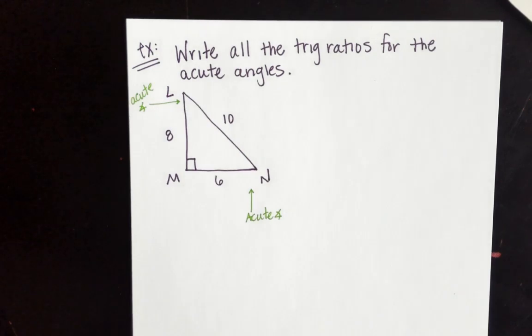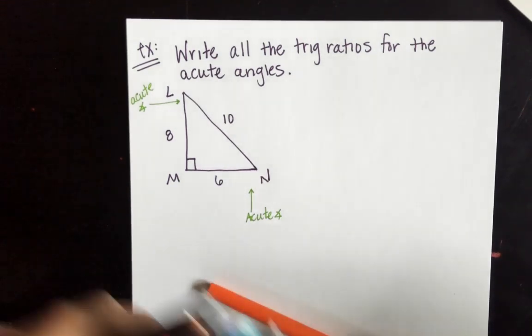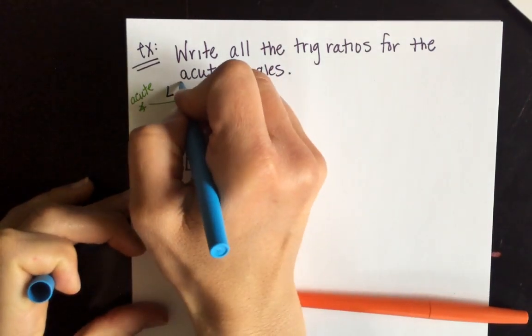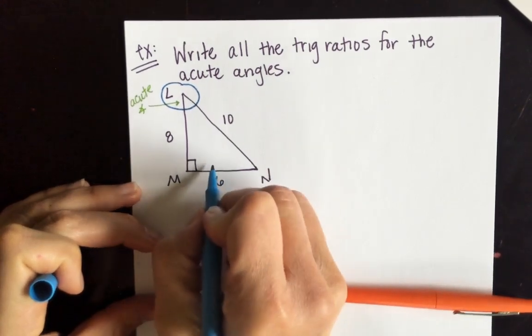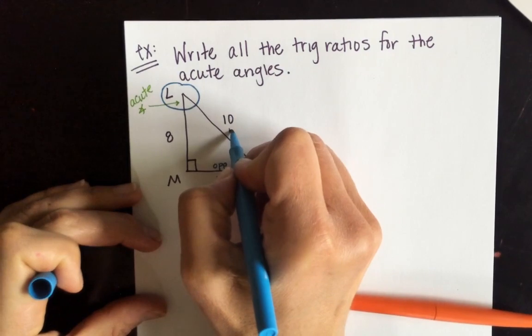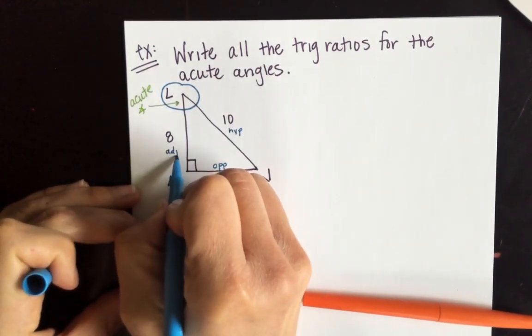And for angle L, there it is. For angle L, we're going to be up here. And I'm going to label my opposite side, my hypotenuse, and the adjacent side.